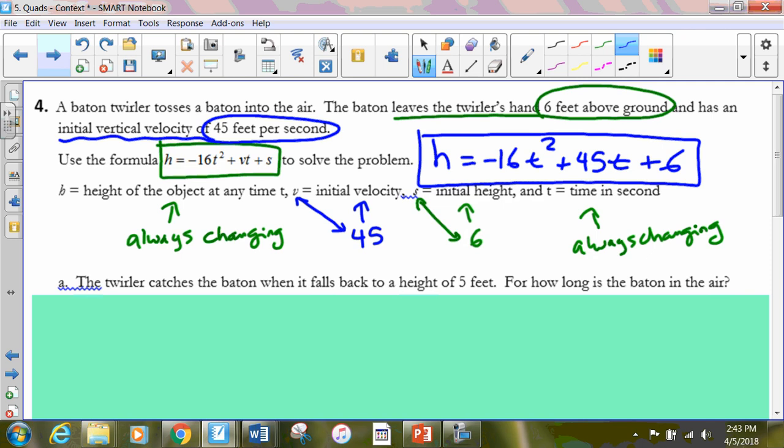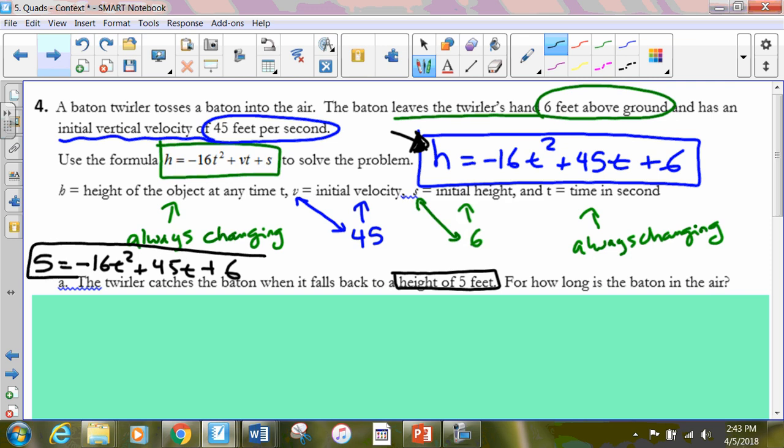So let's look at A. The twirler catches the baton when it falls back to a height of 5 feet. Okay, I don't want to give away my work, so I'm going to write right above here. She already passed the baton up in the air. It fell back, and she catches it at 5 feet. That's the height. So now I can take this equation, and I have a number to stick in for H, right? I'm going to plug in 5 for H. And now, finally, I have an equation that only has one variable. So I can now solve for T.